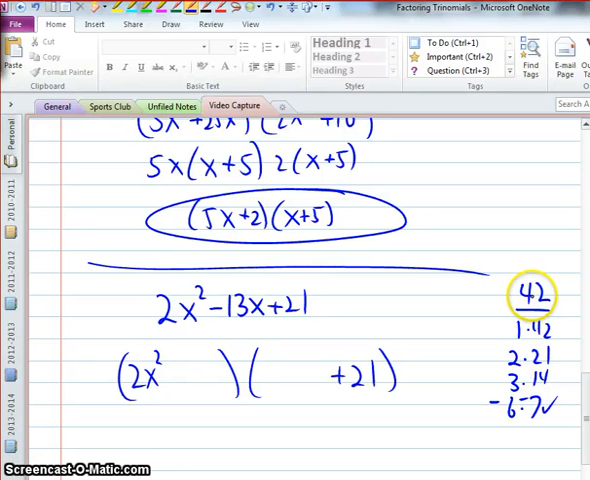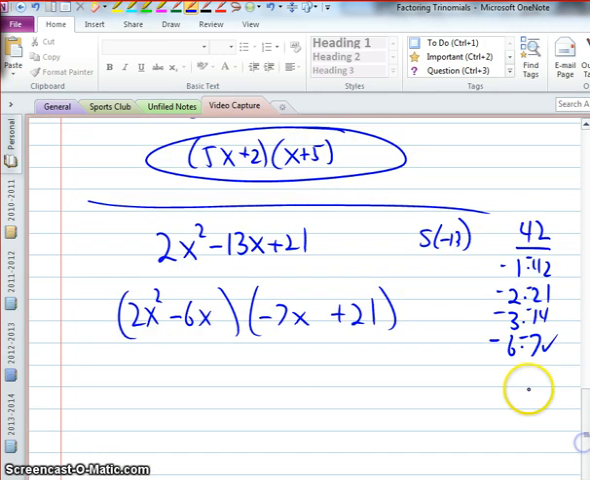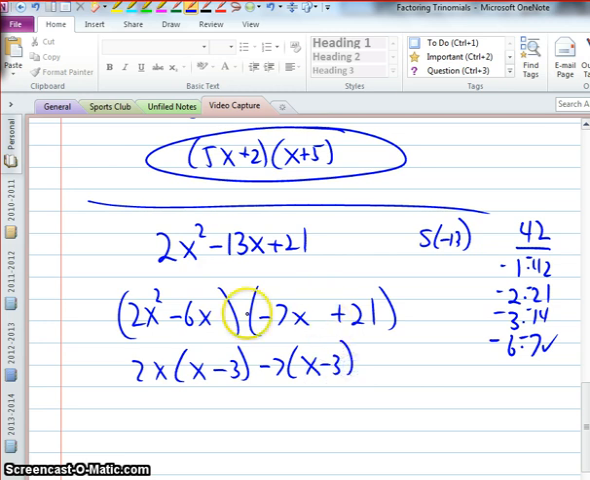So really, when you're looking for the factors of 42, if you're looking for a sum of negative 13, all the factors have to be negative. So let's do negative 6x and negative 7x, which gives us 2x times x minus 3. And if we take out a negative 7, we'll be left with x minus 3. The reason I took a negative 7 is because if I took a positive 7, I'd be left with negative x plus 3, and I needed positive x minus 3. So I just pulled out a negative 7, and then put your terms together.